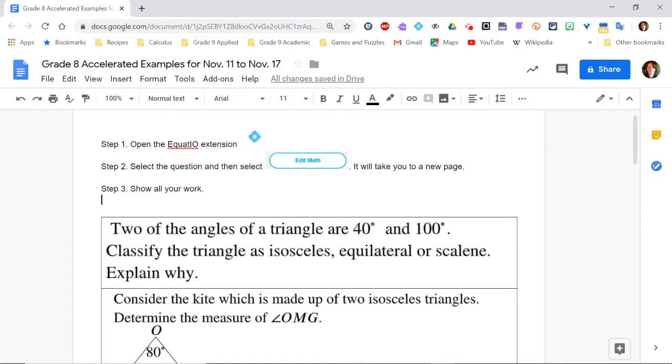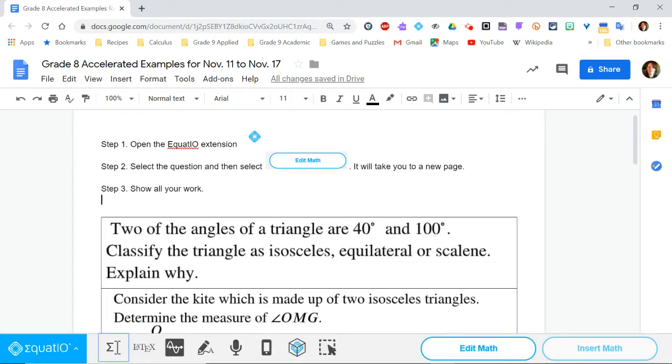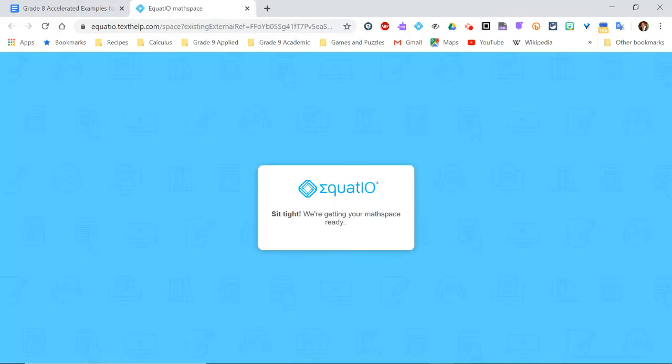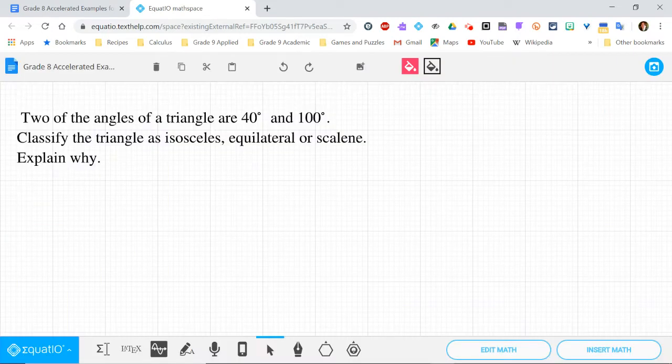So we're going to start by opening our Equatio extension. And when we do that, we get our menu along the bottom. Then I'm going to click on the question that I want to work on. So you see how we have the blue box around there? Now I'm going to select Edit Math, and it's going to bring me out into this white board space.